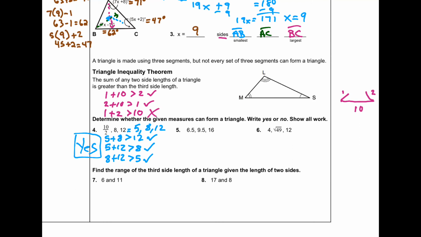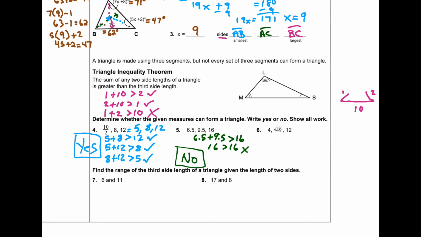All right, next one. We can start and say 6.5 plus 9.5 is greater than 16. When I add 6.5 plus 9.5, you get actually 16. And is 16 greater than 16? No, it is not. It's equal to, but it's not greater than. So this is not going to be a triangle.